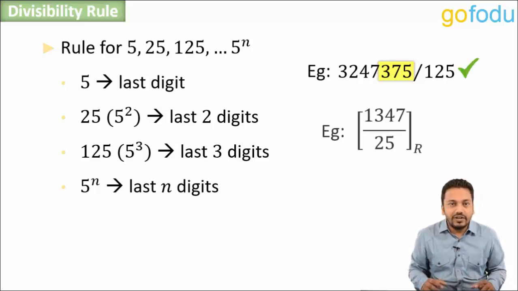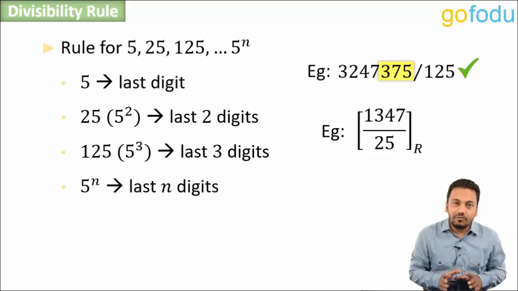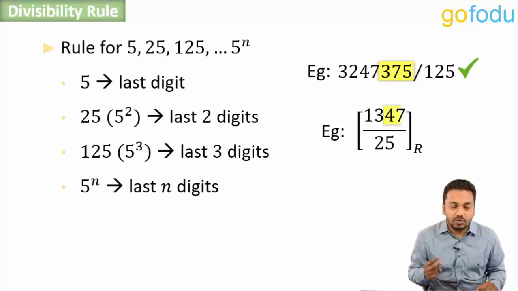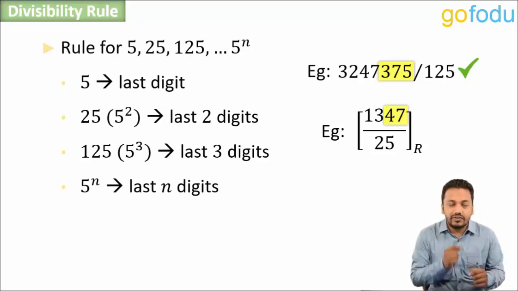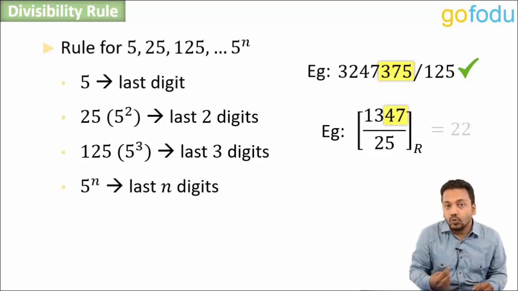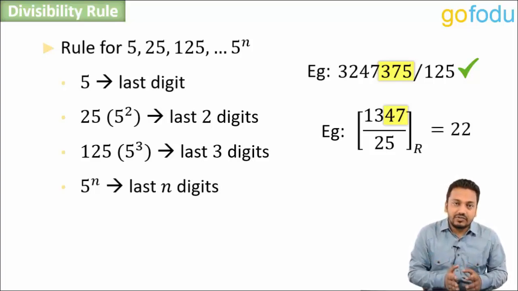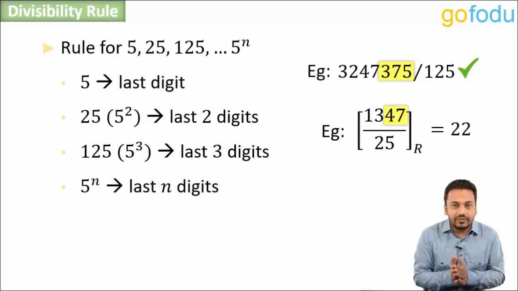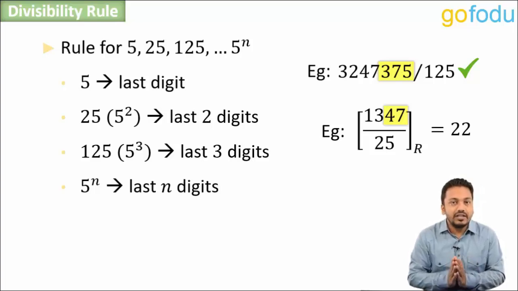For remainder also, we'll do the same thing. 1347 is not divisible by 25, as the last two digits 47 are not divisible. And on dividing, the remainder will be 47 by 25, that is 25 ones are 25, and 47 minus 25 will be 22. So in the actual division, 1347 by 25, the remainder will also be 22.